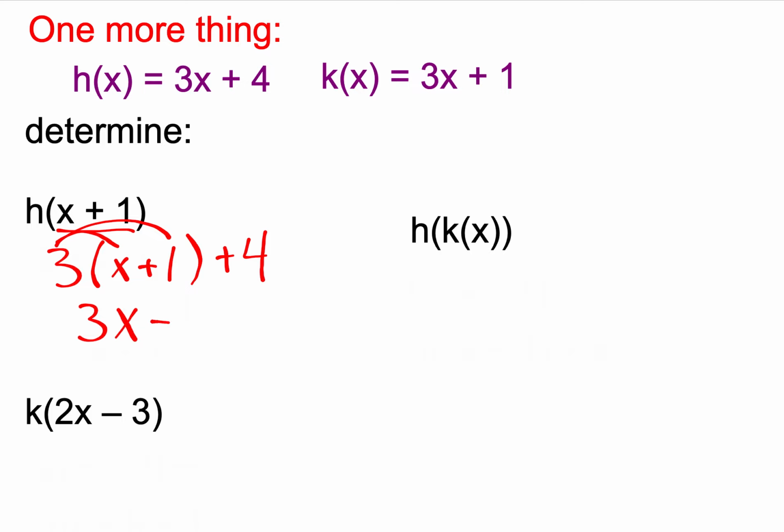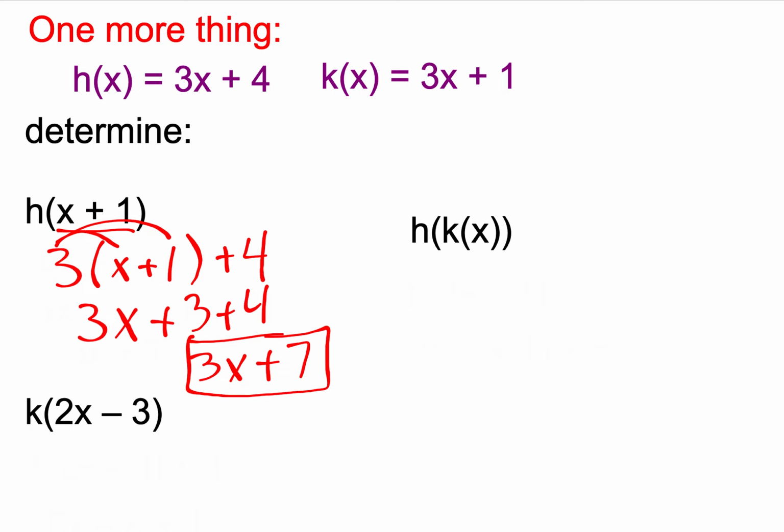Anyway, this comes out to be 3x plus 3 plus 4. 3 plus 4, of course, is 7. So this ends up being 3x plus 7. h of x plus 1 will be 3x plus 7.